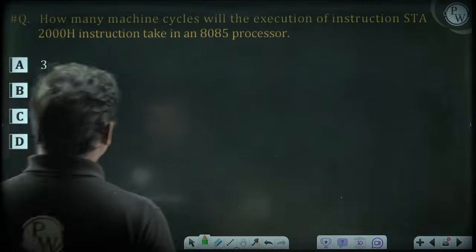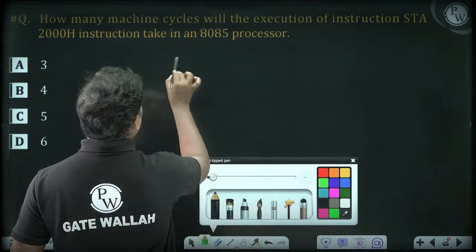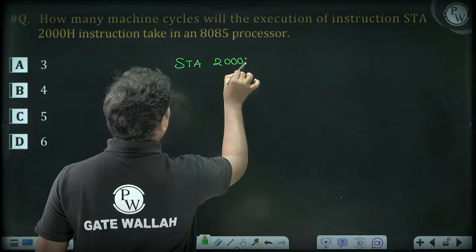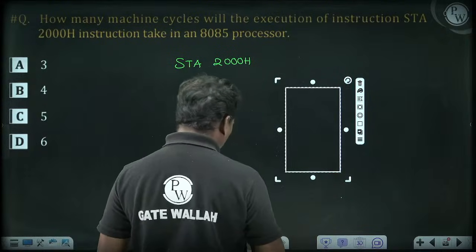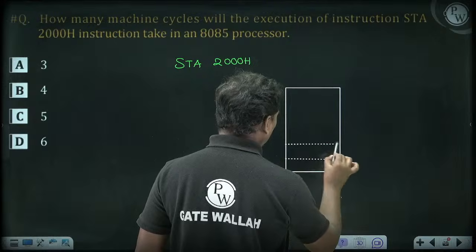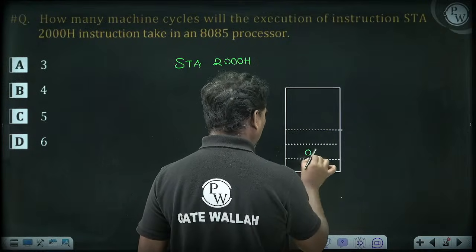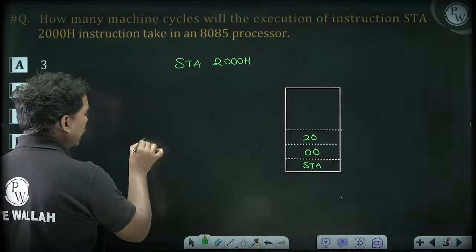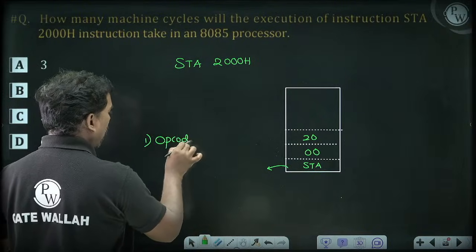How many machine cycles will the execution of the instruction STA 2000H take? First of all, you have to understand what STA 2000H is. This STA 2000H will be present in a memory location first of all. So this is STA, this is 00, this is 20. The first machine cycle is to fetch this, that is what we call the opcode fetch machine cycle.